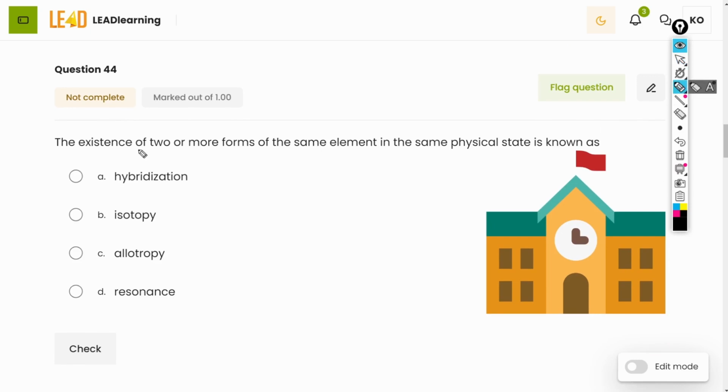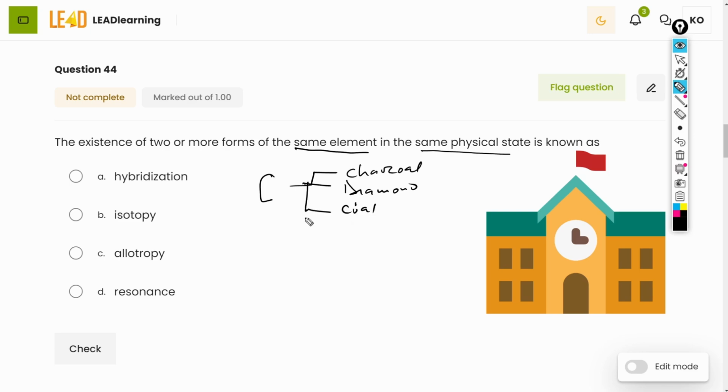Question 44. The existence of two or more forms of the same element in the same physical state is known as, for example, carbon is known to exist as charcoal. Carbon is also known to exist as diamond. Carbon is also known to exist as coal. It's also known to exist as graphite.